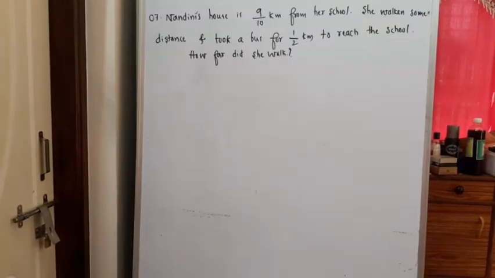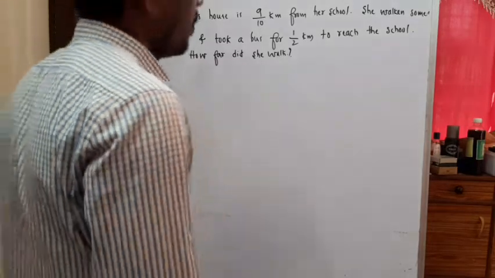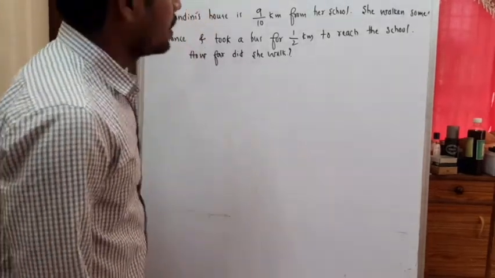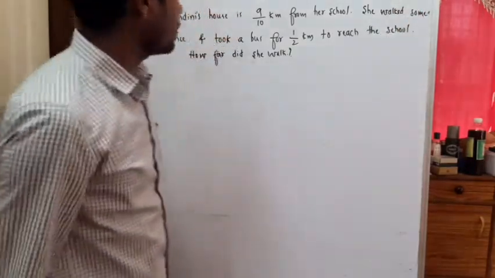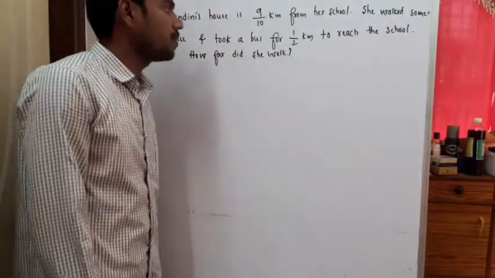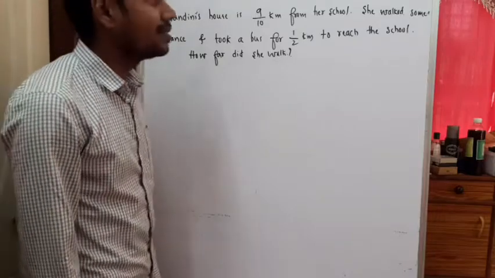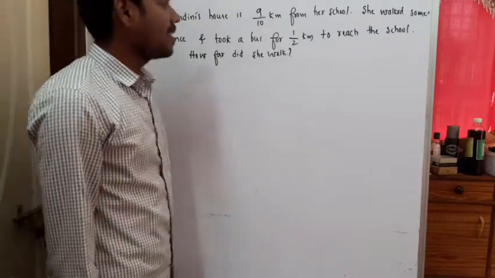So seventh question: Nandini's house is 9 by 10 kilometer from her school. She walked some distance and took a bus for half kilometer to reach the school. How far did she walk?